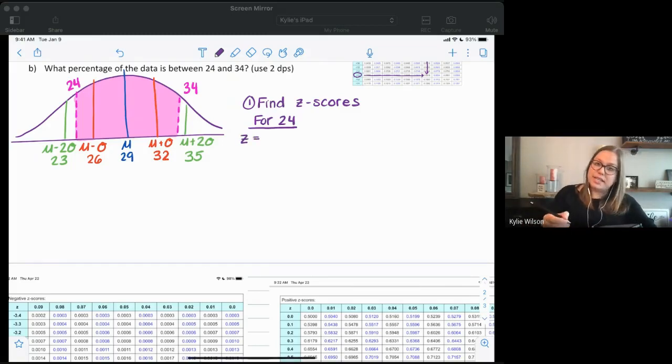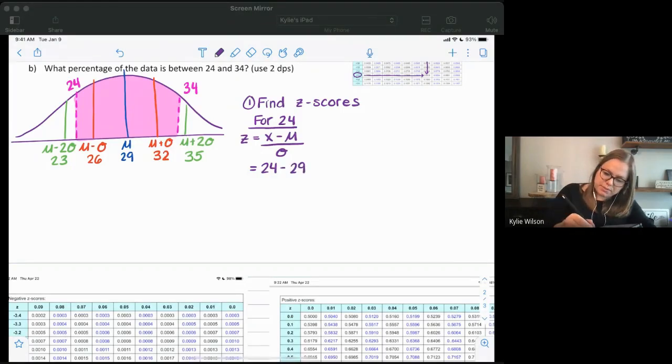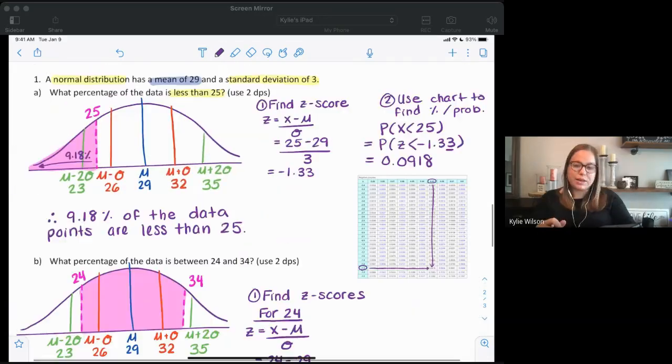To find a z-score, we take our data point, we subtract the mean, and we divide by the standard deviation. Again, you will be given this formula, but just so that we're consistently practicing with the same thing, I'd like to write it out. So we have 24 minus our mean, which is 29, divided by our standard deviation, which was 3. And that mean and standard deviation I just got from above in the original question.